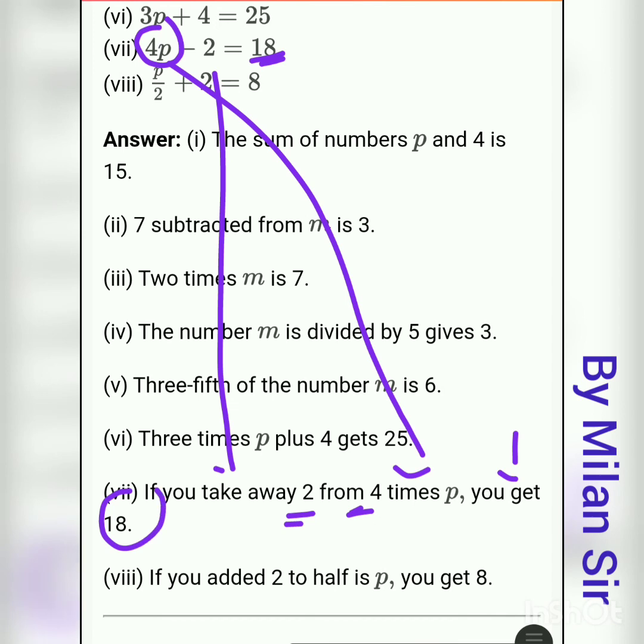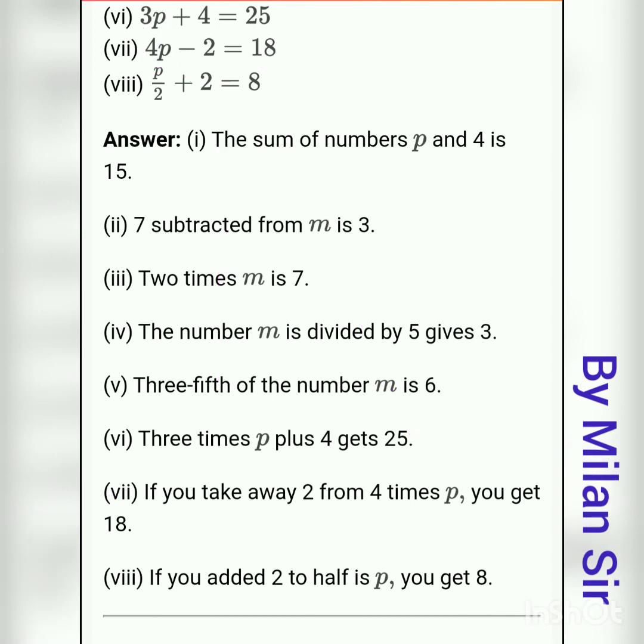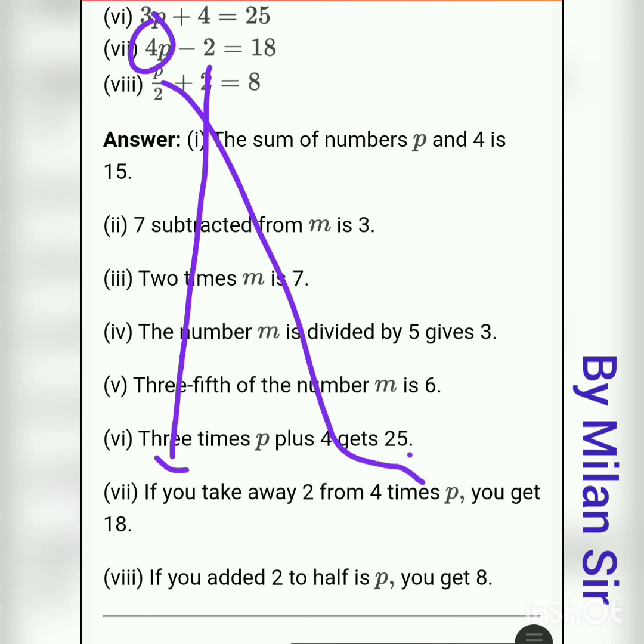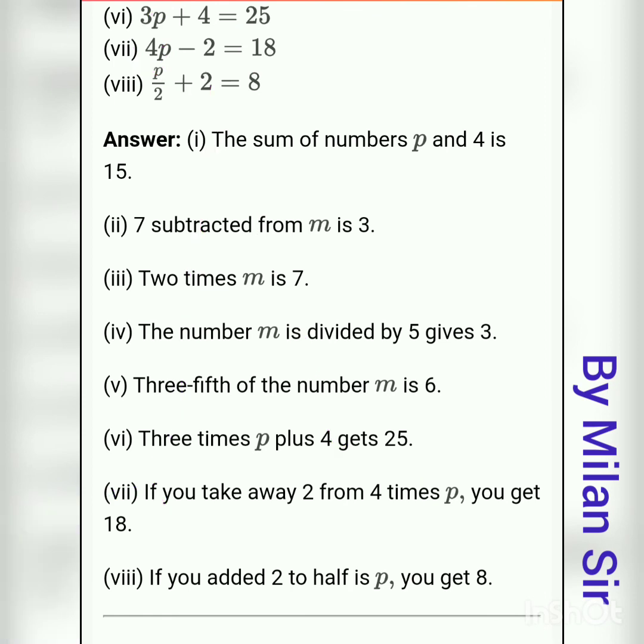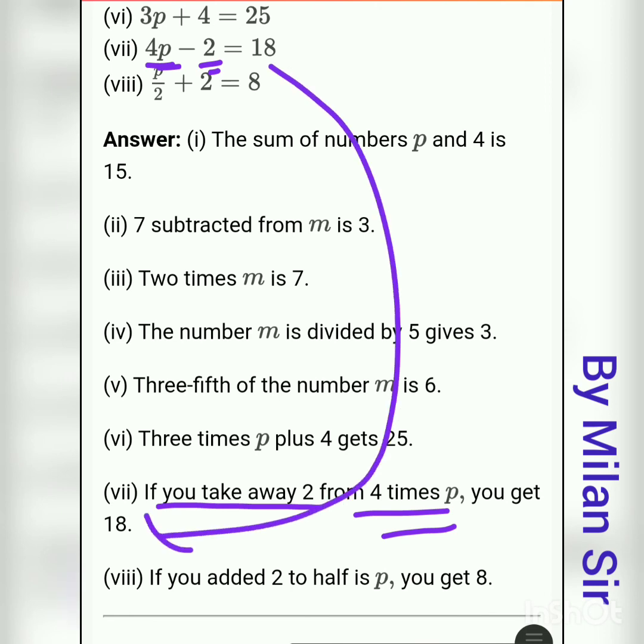In subtraction, we need to change the order. So first of all, we need to write this 2. If you take away 2 from 4p, that means 4 times p, you get 18. So if you take away 2 from 4 times p, you get 18.